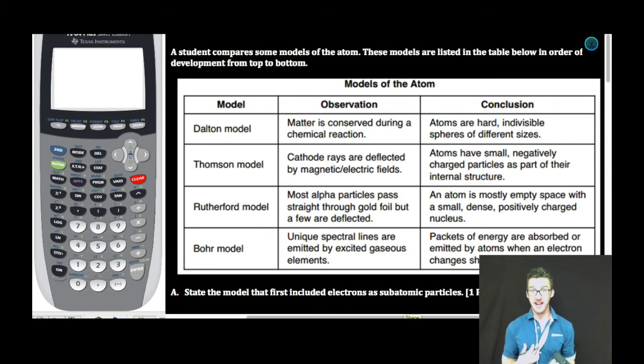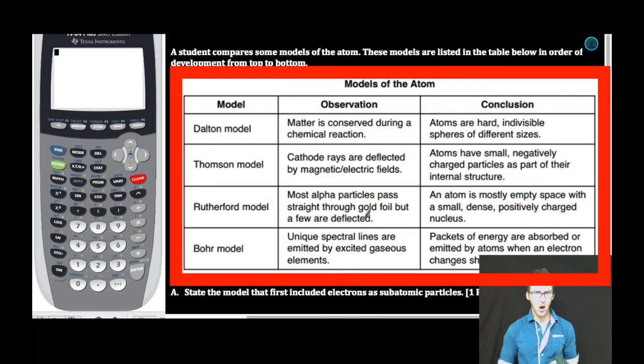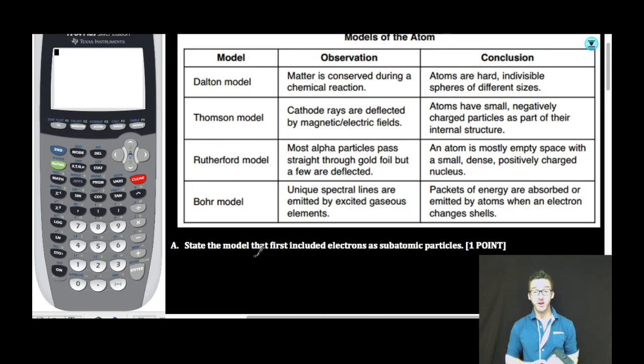I know I'm excited. A student compares some models of the atom. These models are listed in the table below in order of development from top to bottom. Boom. Part A. State the model that first included electrons as subatomic particles.